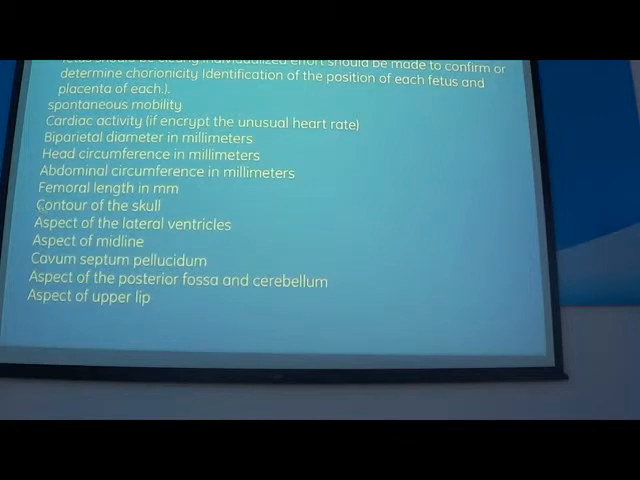We just have to take care of the contour of the skull, and the aspect of the upper lip.